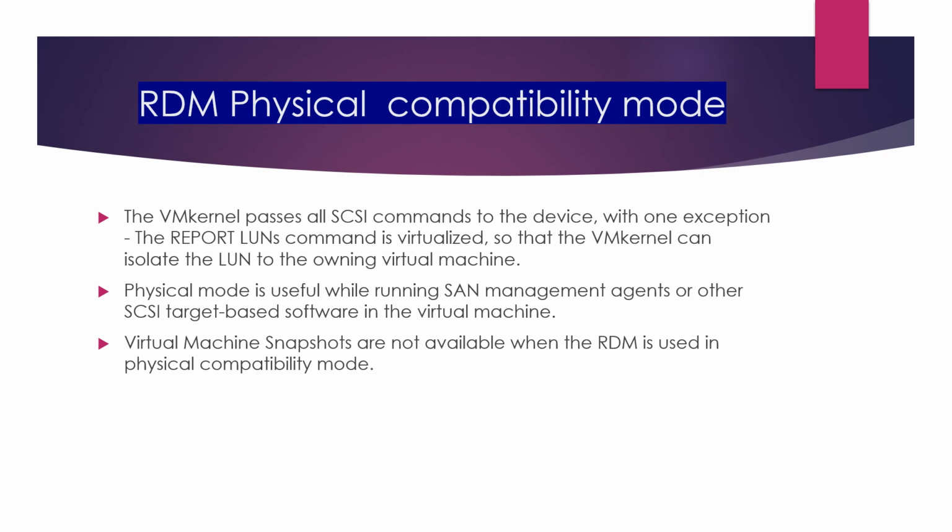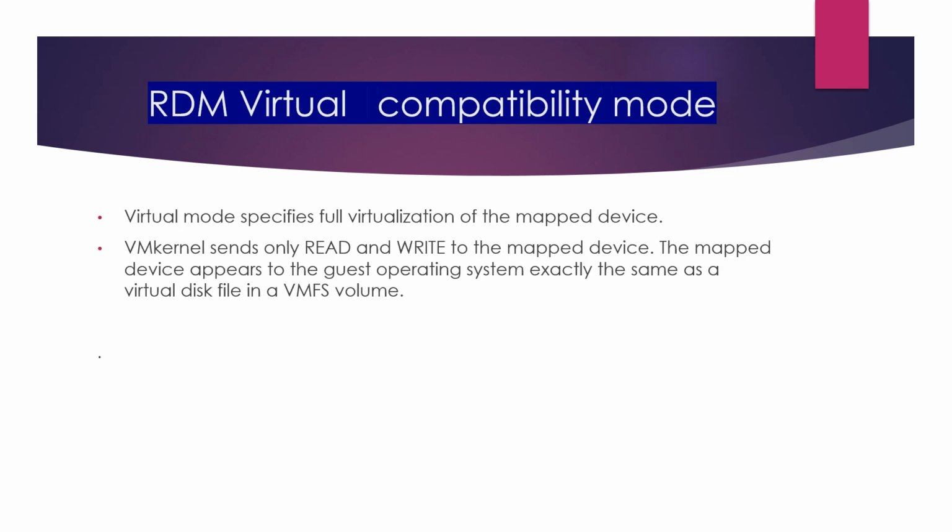Physical mode is useful while running SAN management agents or other SCSI target-based software in the virtual machine. Virtual machine snapshots are not available when RDM is used in physical compatibility mode, but they are available in virtual compatibility. RDM virtual mode specifies full virtualization of the mapped device. So in virtual mode, the VMkernel sends only read and write to the mapped device. The mapped device appears to the guest OS exactly the same as a virtual disk file in a VMFS volume.